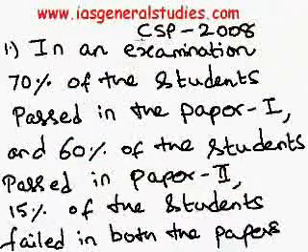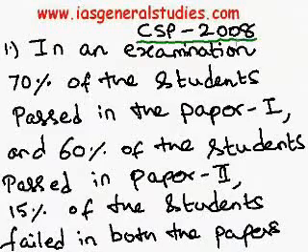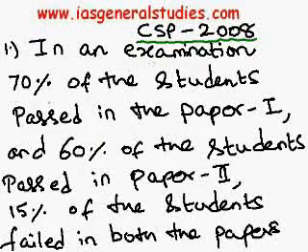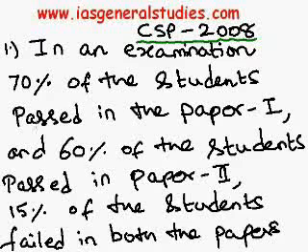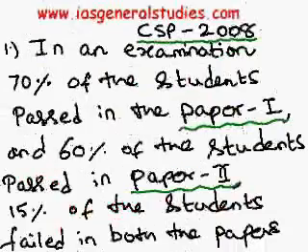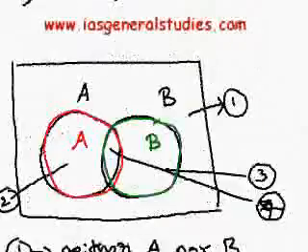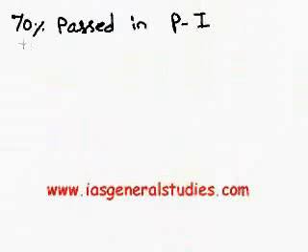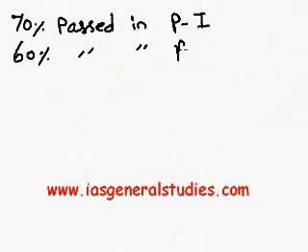This problem is a Prelims 2008 question. See the question. In an examination, 70% of the students passed in paper 1. So they talk about paper 1 and paper 2. Let me construct the Venn diagram here, but before that I will write all the required details. So 70% passed in paper 1. Next, 60% passed in paper 2.